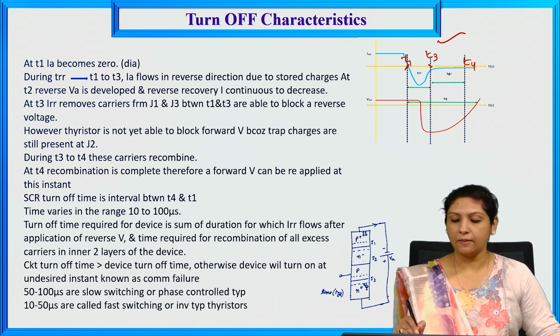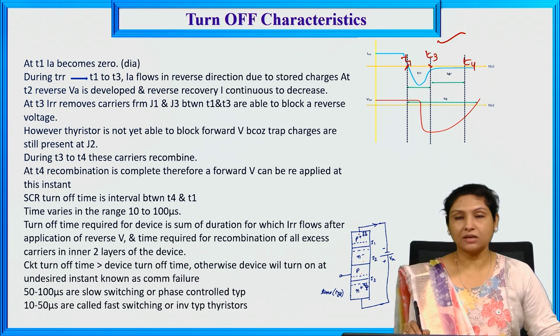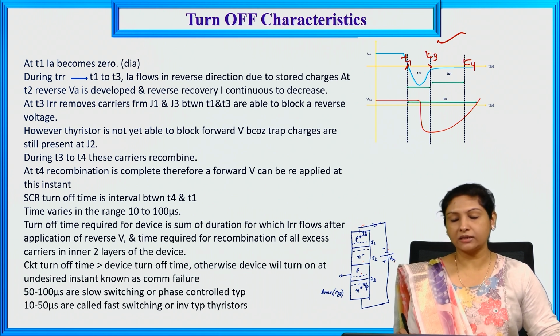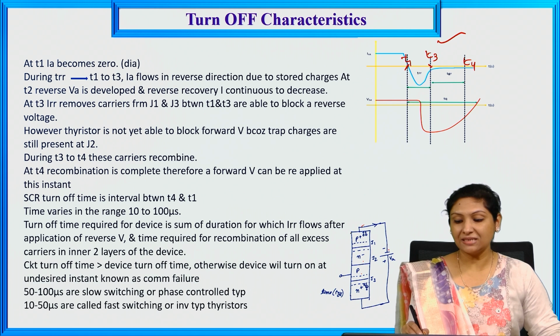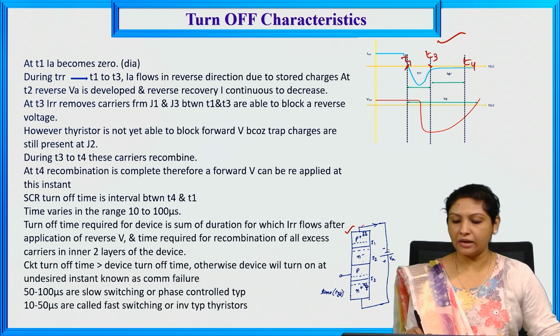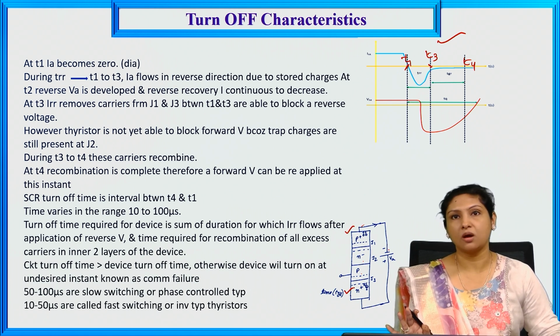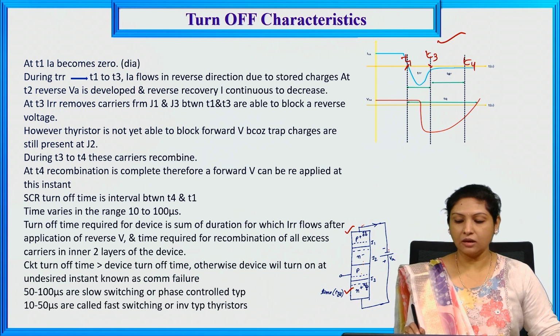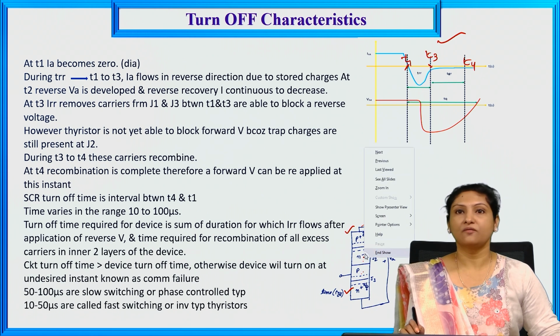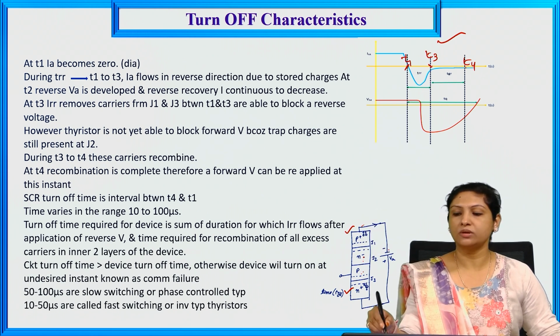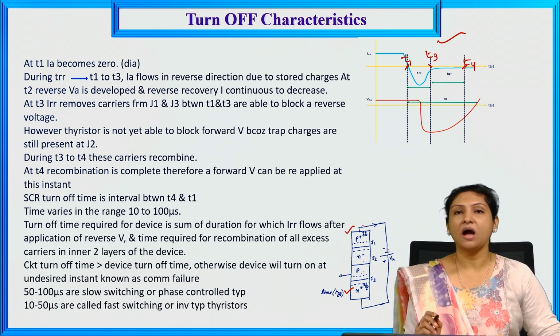It is because the P layer is connected to negative and the N layer is connected to positive. Because these are holes, they will be easily attracted to the negative terminal, and electrons from the N layer will be easily attracted towards the positive terminal. So these trapped charges from the outer P layer and outer N layer can be easily removed, whereas for the inner N layer and inner P layer, it will be difficult. So recombination takes place from T3 to T4, and later it will be able to block the forward voltage.